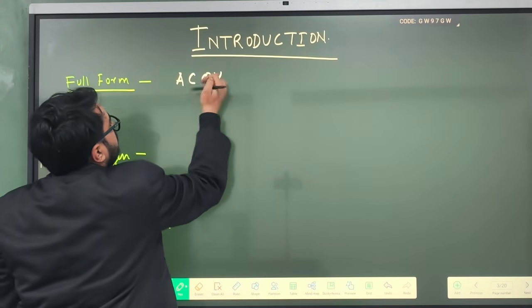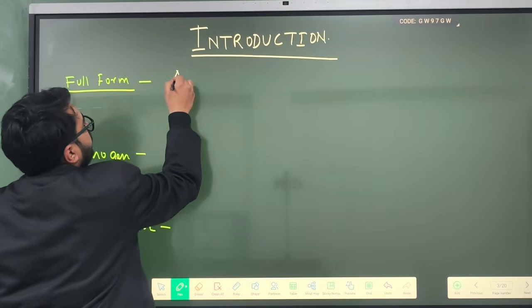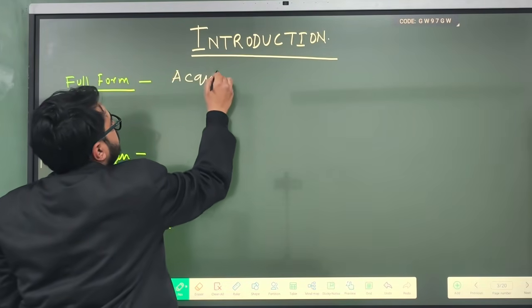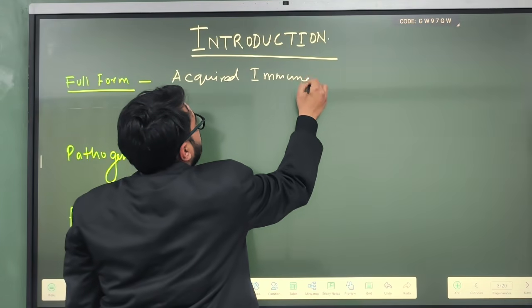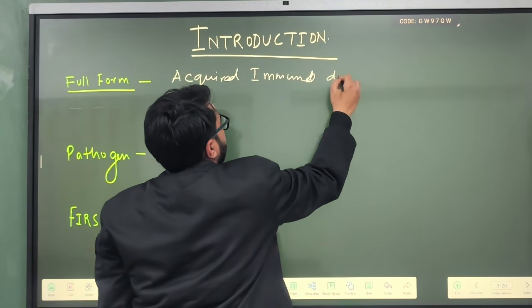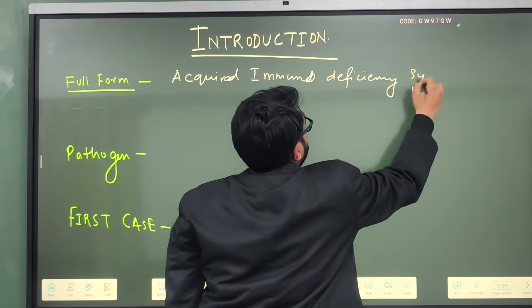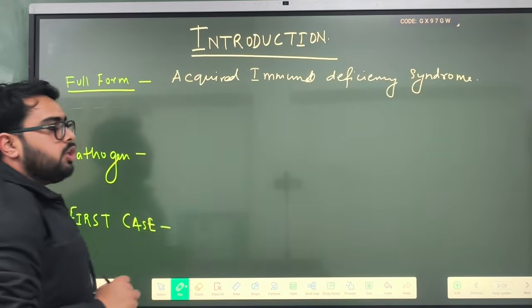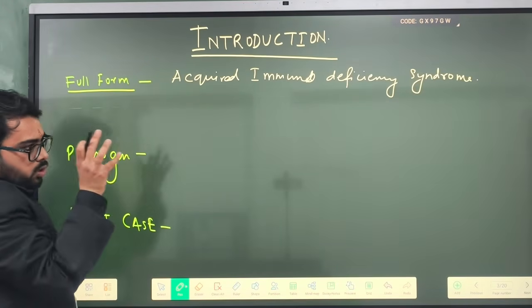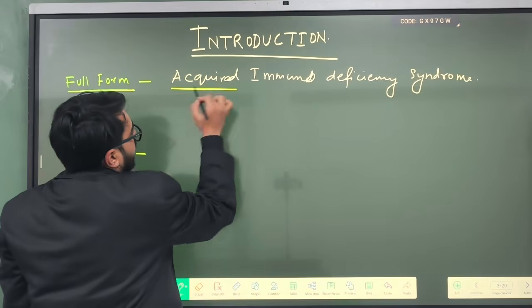The full form of AIDS is acquired immunodeficiency syndrome. With the full form only, you will understand what kind of problem it is, what kind of disease it is. It is saying that it is an acquired disease.